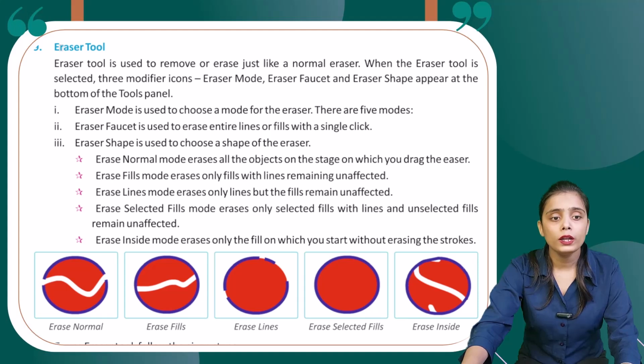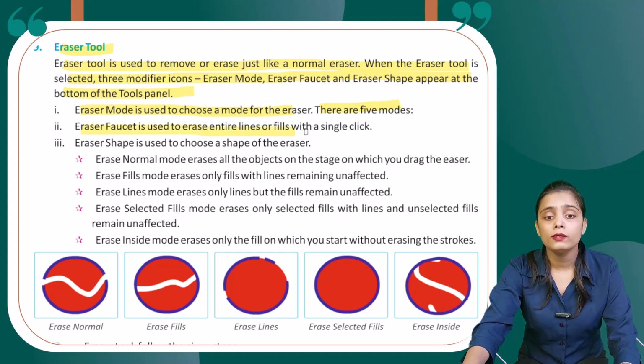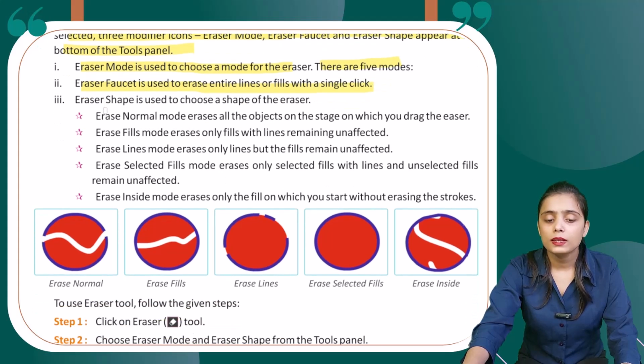Okay, now let's move forward, and here is the eraser tool. Eraser tool is used to remove or erase, just like a normal eraser. When the eraser tool is selected, three modifier icons, eraser mode, eraser faucet and eraser shape, appear at the bottom of the tools panel. Eraser mode is used to choose a mode for the eraser. There are 5 modes. And eraser faucet is used to erase an entire line or fill with a single click. And eraser shape is used to choose a shape for the eraser.